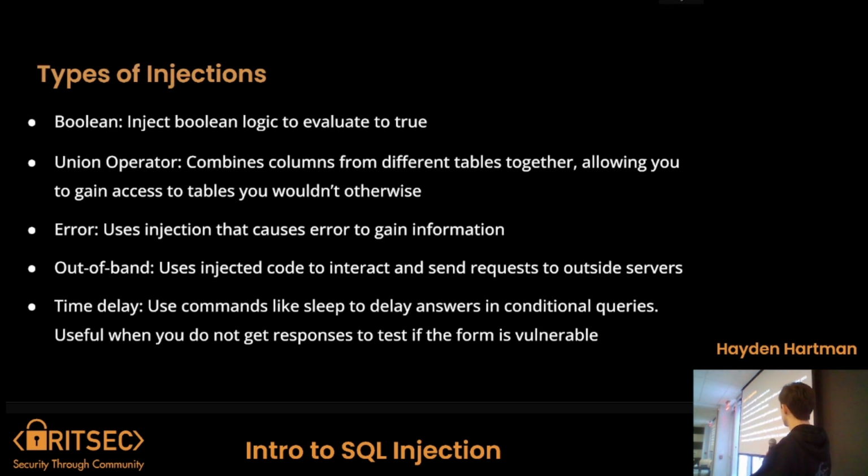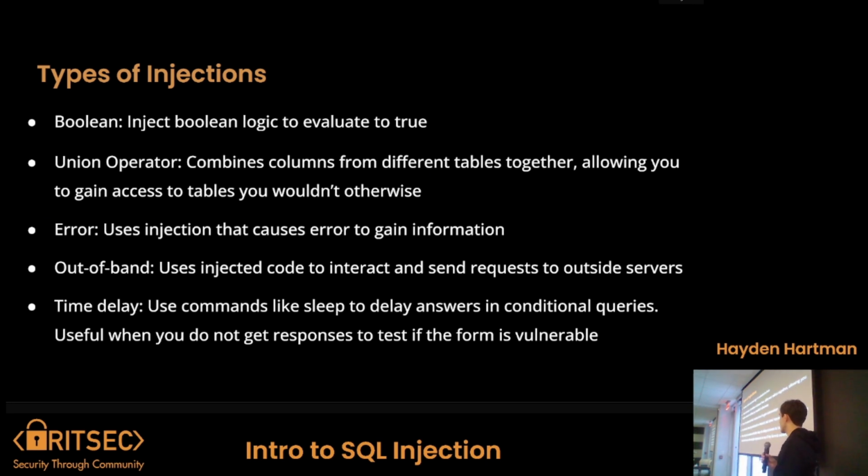So just a couple different types of injections. There's broader types like blind injections, in-band, out-of-band. Some of these fall under different ones. I'll just describe basically what they are. Boolean, like I just showed before, uses logic to evaluate something and bypass authentication. Then there's union operators and error, which are used for gaining information.